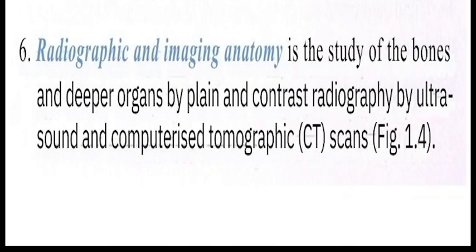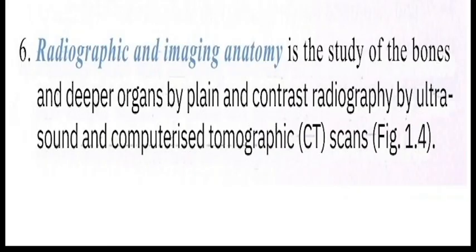Radiographic and imaging anatomy is the study of the body's internal structures, such as bones and deep organs, using various medical imaging technologies without the need for surgery. Key methods: plane and contrast radiography. Plane radiography: standard X-rays used primarily to view bones and dense structures. Contrast radiography involves using a special dye, contrast medium, to make specific organs, like the digestive tract or blood vessels, show up clearly on an X-ray.